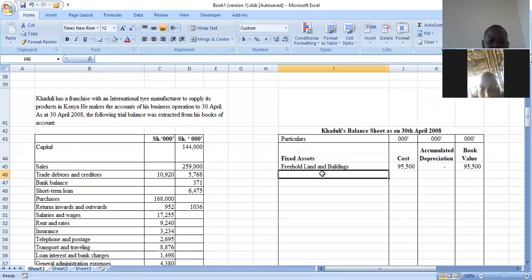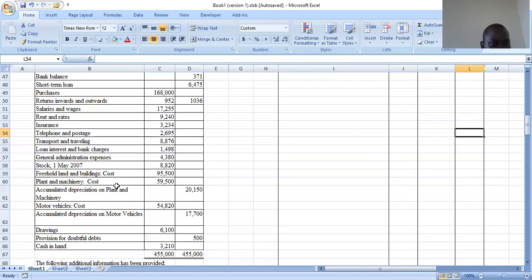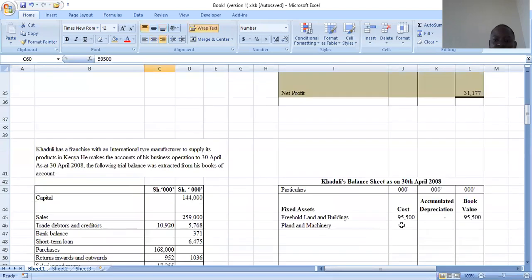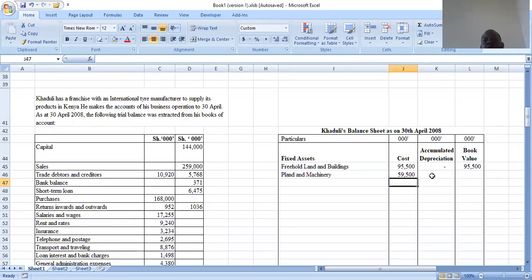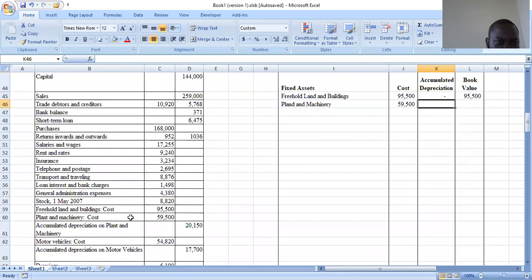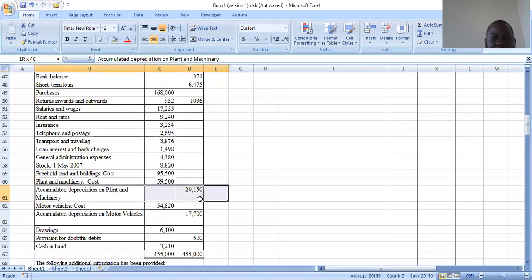The other fixed asset we have is plant and machinery. Plant and machinery whose cost is how much? 59,500. And then we have the accumulated depreciation for plant and machinery, which from our trial balance is 2150. Does everyone see that?